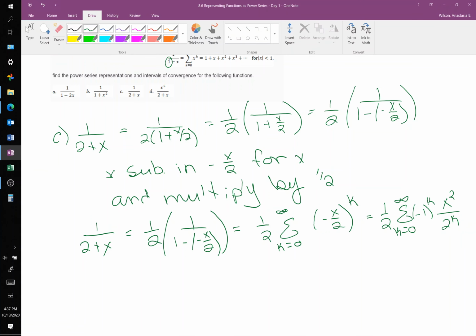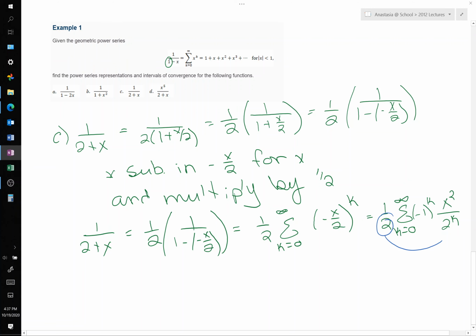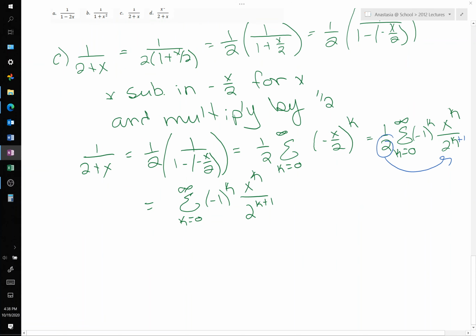And since we have a 2 outside of the denominator, I'm going to go ahead and bring it in here and combine and add 1 to the power. So we end up getting the sum from k equals 0 to infinity of negative 1 to the k, x to the k, and I'm sorry, that should be a k there, x to the k all over 2 to the k plus 1. So there is our series.